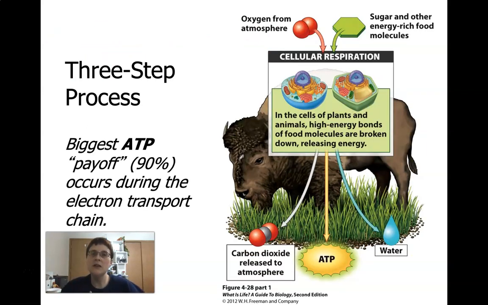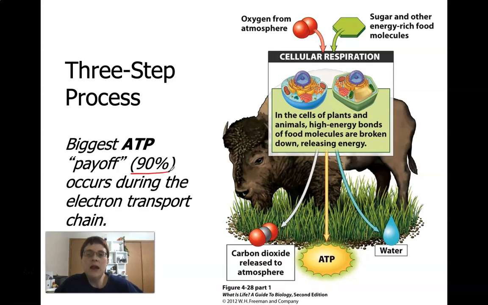The other thing that you need to know: photosynthesis was 2 steps, right? The photo and the synthesis. Cellular respiration is 3 steps. The steps, just real quick, are glycolysis, the Krebs cycle, and the electron transport chain. Most of that is going to be getting the materials ready to make ATP, because the biggest ATP payoff, in other words, where we make the most ATP, is going to happen in the last step, the electron transport chain.